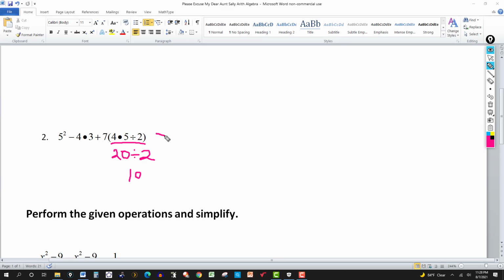And just to make it clear, we'll write the whole problem again with the calculation substituted in there. 5 squared minus 4 times 3 plus 7. And then remember, this is parentheses next to 7, which means a times, so I'll put a times here. But now I can eliminate the parentheses because it's one number now. So just put a 10 there.